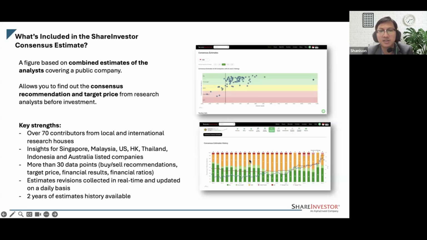There are also forward financial estimates: what is going to happen for the company in the next 2 to 3 years. What are the estimates in terms of revenue, profit and loss, and what are the financial ratio estimates for the next 2 to 3 years as well. Those estimates are collected in real time, powered by FactSet, and updated on a daily basis. And on the platform, you are able to see up to 2 years of historical data for the estimates.